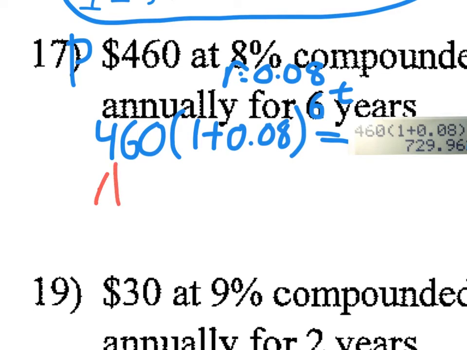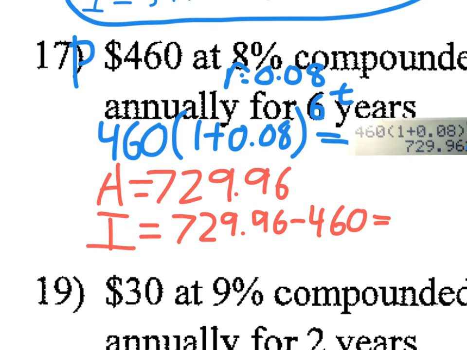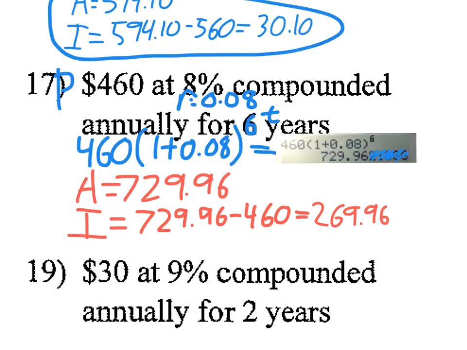So A equals $729.96. Our interest, just the interest alone, is where I take the $729.96. I'm going to take away my principal amount of $460 to find out just how much interest I have. That's going to leave me with $269.96 for just the interest.